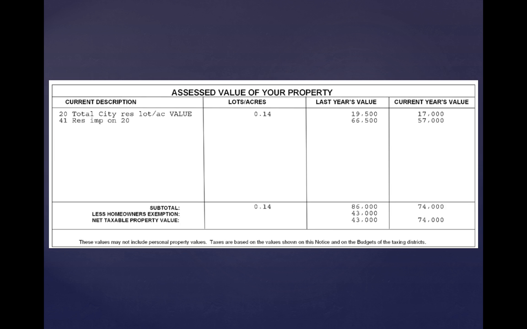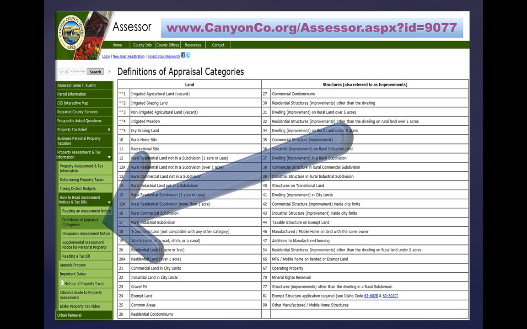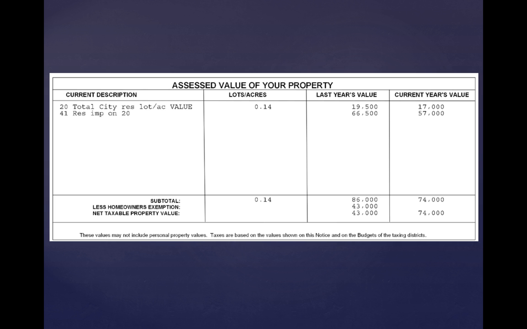But moving on down to the heart of the form, you'll see under current description a couple numbers. These numbers represent the categories that each portion of the property has been valued under. Sometimes people will panic on seeing those numbers for fear that they represent quantity or size. But you'll actually see the lot size in the next column over. All the categories that we use and their definitions can also be found on our website at canyonco.org/assessor, and I strongly recommend that you visit this site before reviewing your assessment notice.